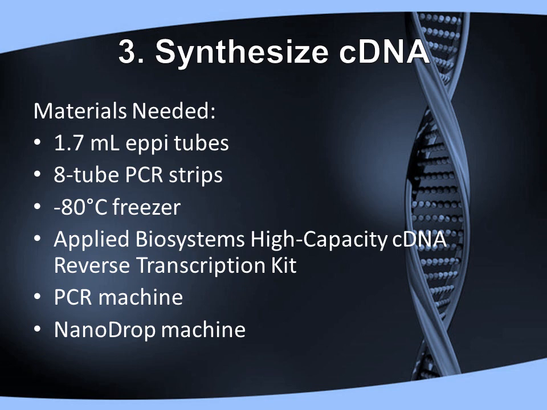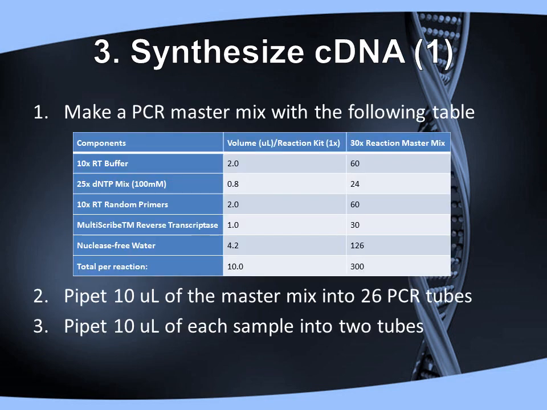Listed here are the materials and equipment necessary for synthesizing cDNA. To synthesize cDNA, you need to make a PCR master mix and run that in the PCR machine. Shown on the screen is the master mix table for the PCR reaction. Pipette 10 microliters of the master mix into 26 PCR tubes. Then you're going to pipette 10 microliters of each sample into 2 different tubes.